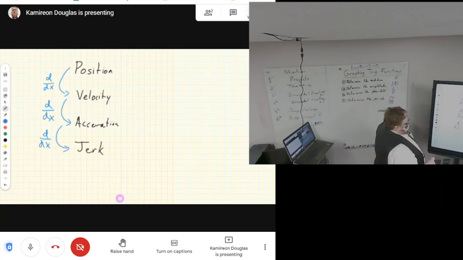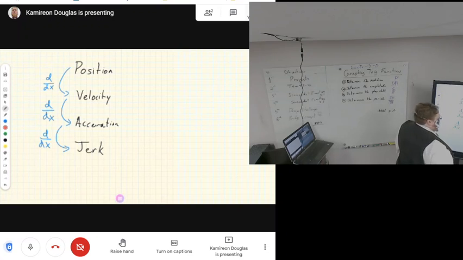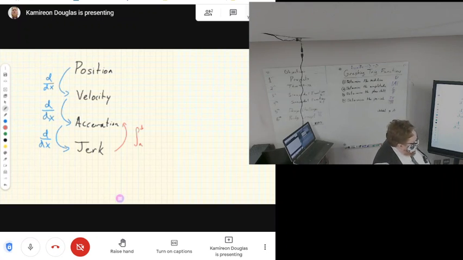To work backwards on this list, we have to integrate. Again, that's a reference to the second fundamental theorem of calculus, which allows us to take this function and go backwards. So if I want to determine the acceleration, I can use a jerk function and integrate it. If I want to determine the velocity, I can use the acceleration function and integrate it. If you're in position, you integrate.